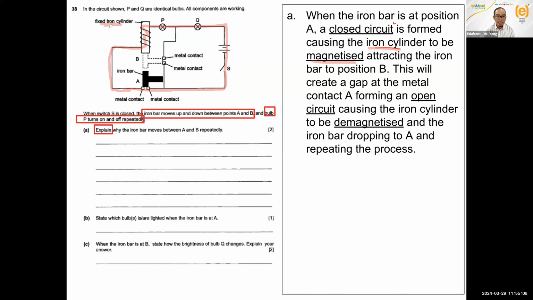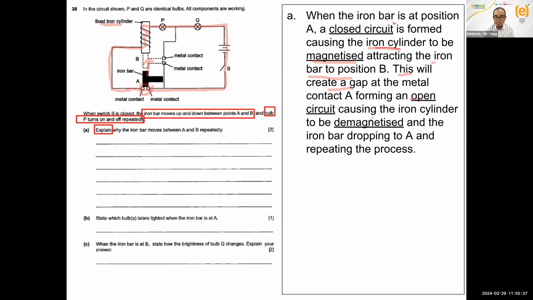So when this iron cylinder is magnetized, it is going to attract the iron bar to the iron cylinder, right? So this will attract the iron bar to position B. So this iron bar will go up from point A to point B. Now, when this happens, it will create a gap. So where's the gap now? The gap will be at this point here. When this iron bar goes up, there's a gap here. When there's a gap, there will be an open circuit. When there's an open circuit, what will happen?